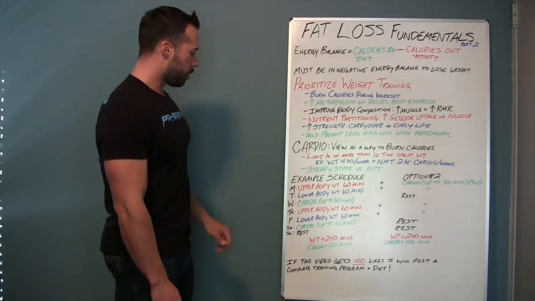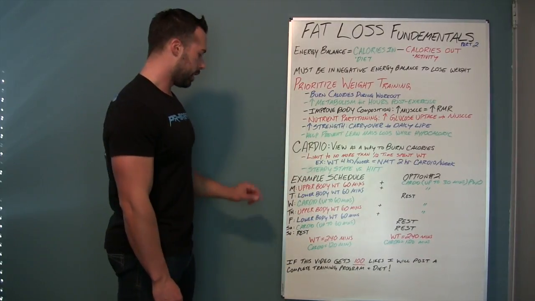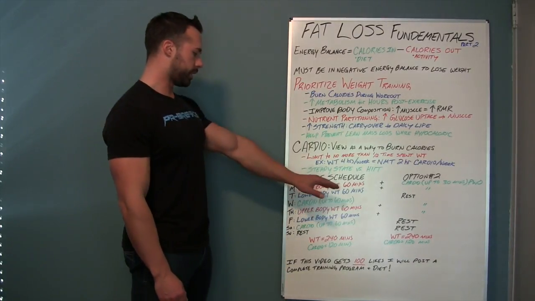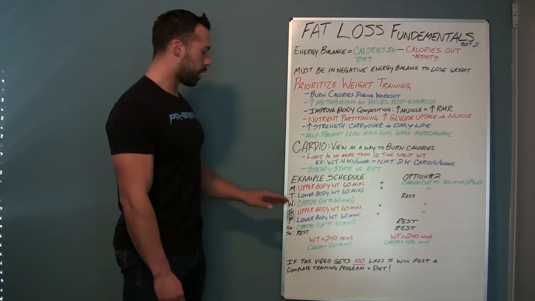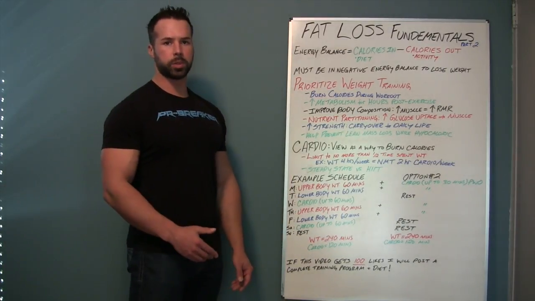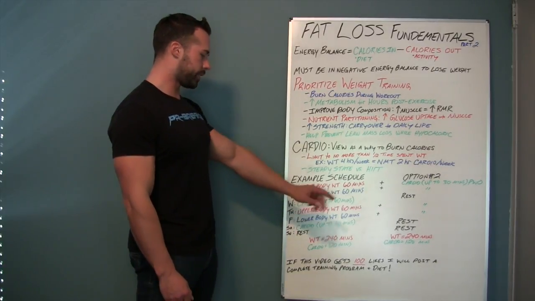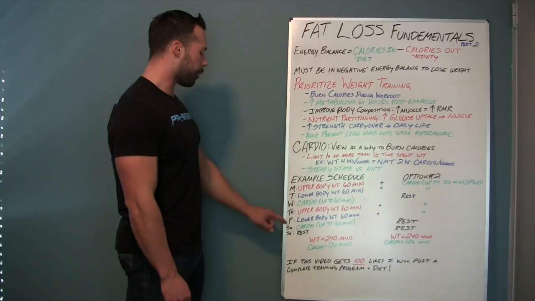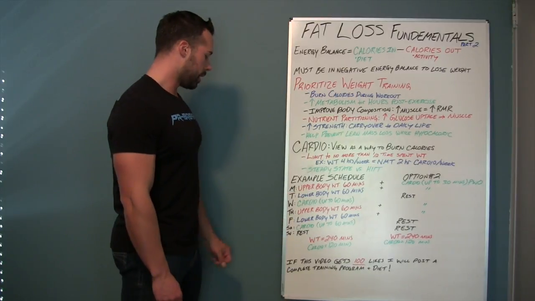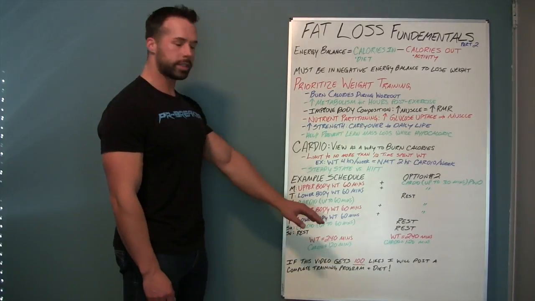Schedule number 1, we're going to do Monday, upper body weight training for 60 minutes. Tuesday, lower body weight training for 60 minutes. Wednesday, cardio up to 60 minutes. You don't have to do the full 60 minutes, but 60 minutes would be the limit. Thursday, upper body weight training again for 60 minutes. Friday, lower body weight training for 60 minutes. Saturday, cardio again, up to 60 minutes. And Sunday would be your rest day.